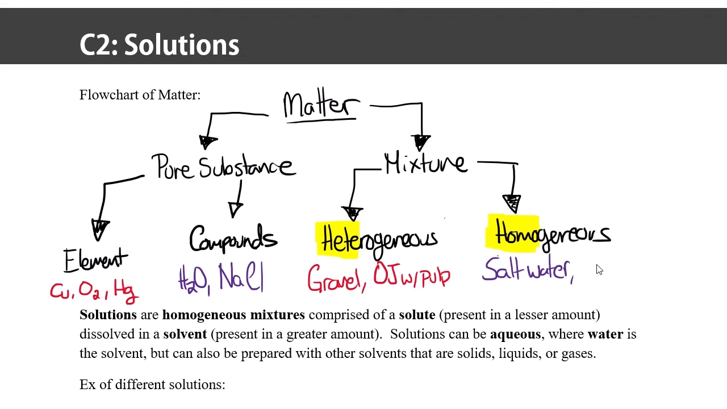If I have something like orange juice without pulp, so I've got that nice orange juice from concentrate, comes in a can, right? It's got no pulp in it. It's nice and smooth. You can see through it. That would be a homogeneous mixture. So the ones that we are going to care about in this section here are the homogeneous mixtures, because these guys are otherwise known as solutions.